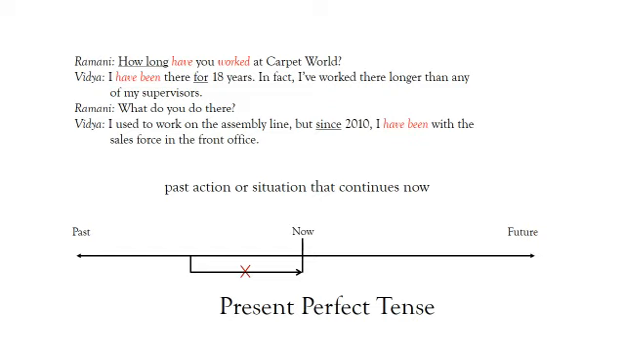This, as we have already seen, is an example of the present perfect tense. Now, we have already talked about the present perfect tense as a tense that expresses the present time. And the name, the present perfect tense itself, has the word present in it. So it's about the present time. But here we are using the same tense to talk about a past period of time as well. What is the past period of time we are talking about here? From the time she started working at the carpet world to the present moment.